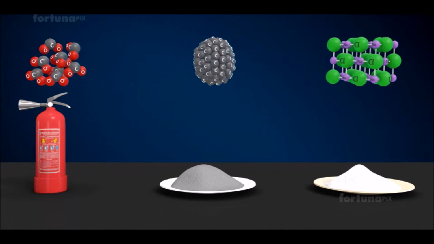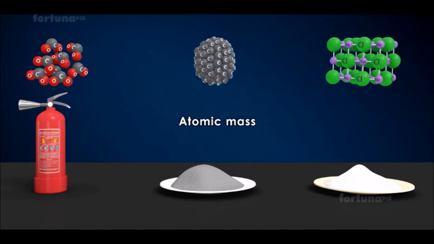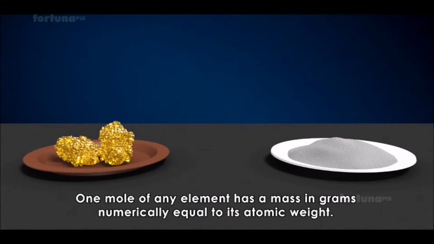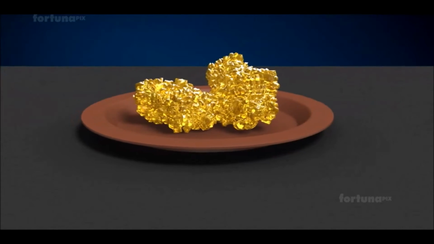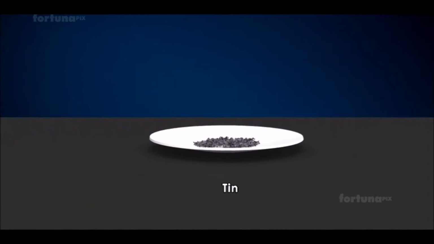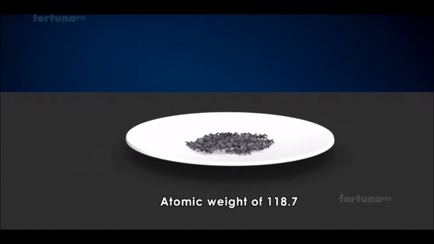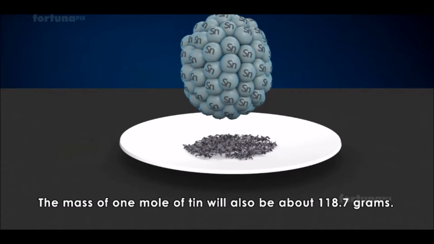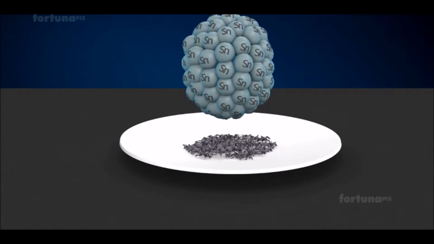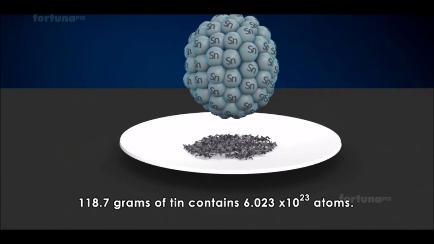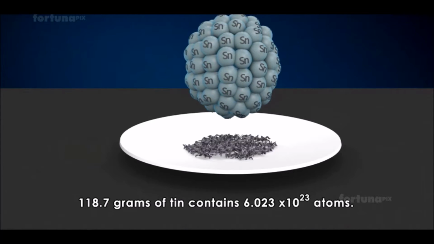Now, let's look at the concept of the mole in terms of atomic mass. 1 mole of any element has a mass in grams numerically equal to its atomic weight. This principle can be applied to all elements. Let's look at tin, which has an atomic weight of 118.7. The mass of 1 mole of tin will also be about 118.7 grams, implying that 118.7 grams of tin contains 6.023 times 10 to the 23rd power atoms.